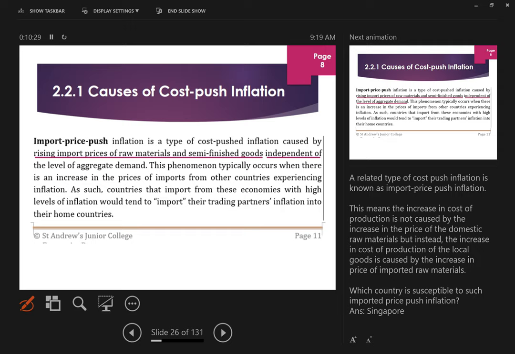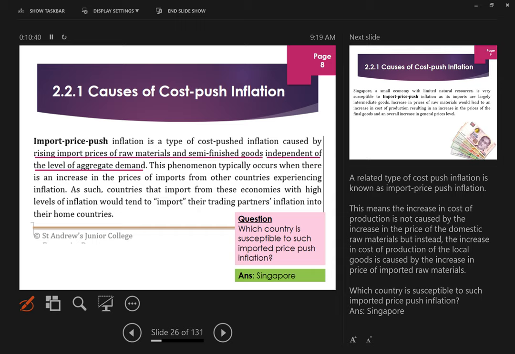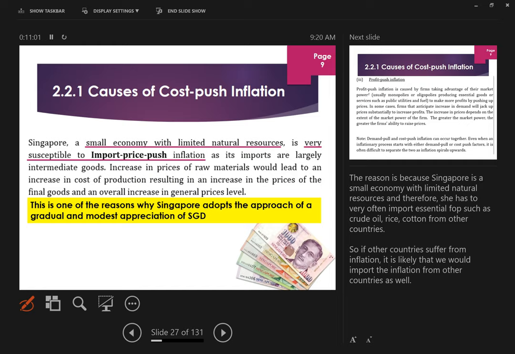One country which is especially susceptible to such import price push inflation is of course Singapore. Because Singapore is small, we have limited natural resources. As a result, we are very susceptible to import price push inflation, because most of our raw materials we import from overseas. And this is one of the reasons why the MAS, the Central Bank of Singapore, adopts this approach of a modest and gradual appreciation of our Sing dollar.